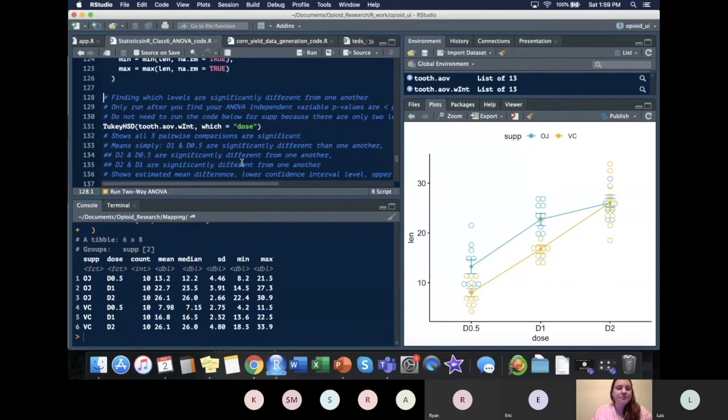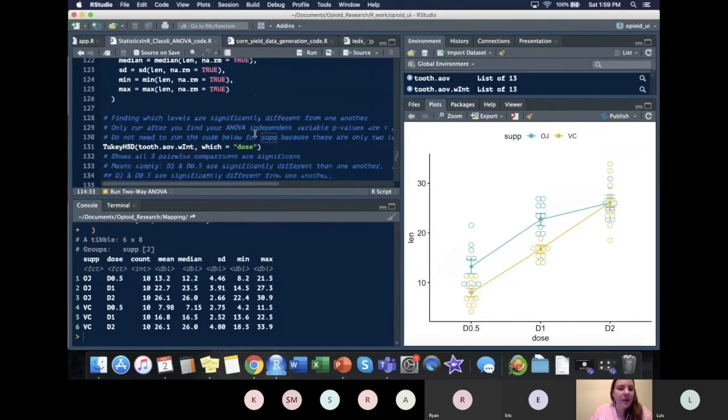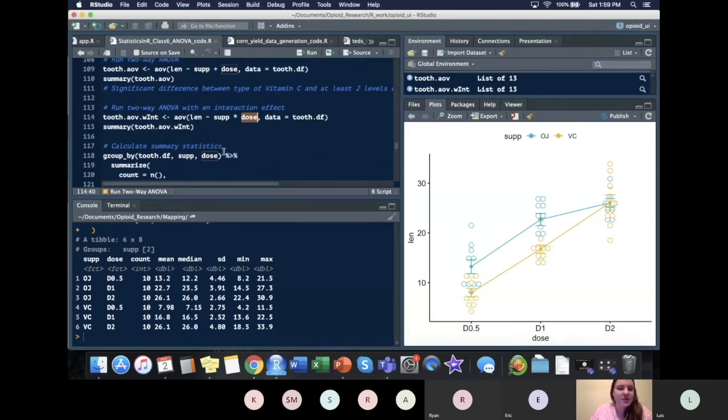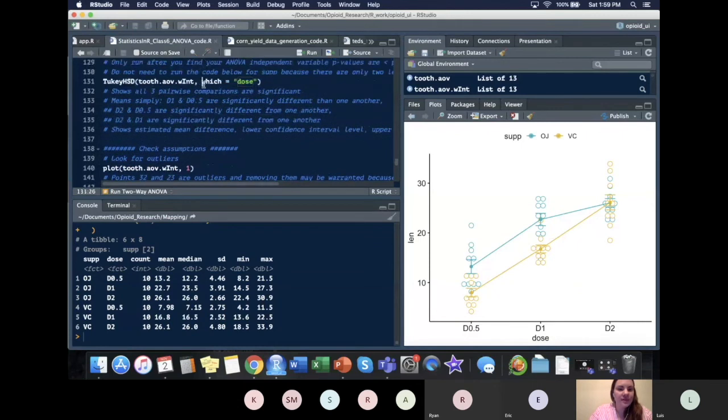So now, as I said, if you go up here, our supplement, so OJ versus ascorbic acid, only 2 levels, so you know exactly what is significantly different than the other value. But we have 3 levels here, so we don't know whether dose 1 is significantly different than dose 2, or if dose 0.5 is different than dose 1. So now we can run our Tukey's HSD test.